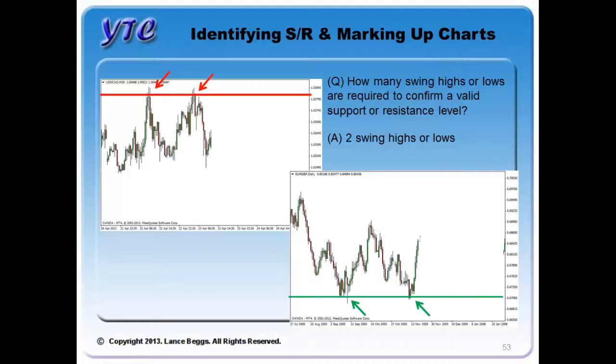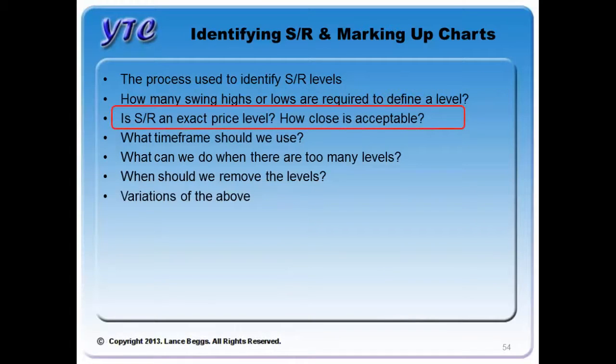Moving forward in time though, the chart on the top left now shows 2 swing highs at approximately the same level, sufficient to define our resistance level. And the chart on the bottom right shows 2 swing lows at approximately the same level, sufficient to now define support. Next question, is SR an exact price level, or how close is acceptable?